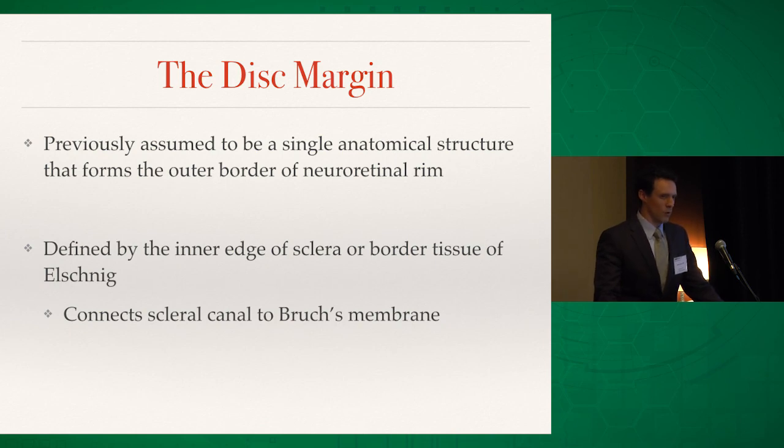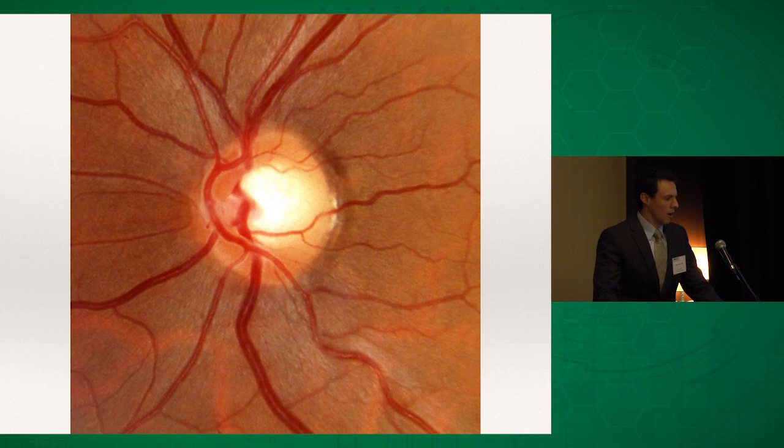Specifically, we'll focus a little bit more on the disc margin or the outer border, and it's previously been assumed to be a single anatomical structure that helps delineate the neuroretinal rim. It's been defined as the inner edge of the sclera or border tissue of Elschnig, and it connects the scleral canal, or the lip of the scleral canal, to Bruch's membrane. So here's a quick photo, and when I approach the patient, sit down and look, you try to find the cup, you find the margin, and then you can make your assessment of the neuroretinal rim.